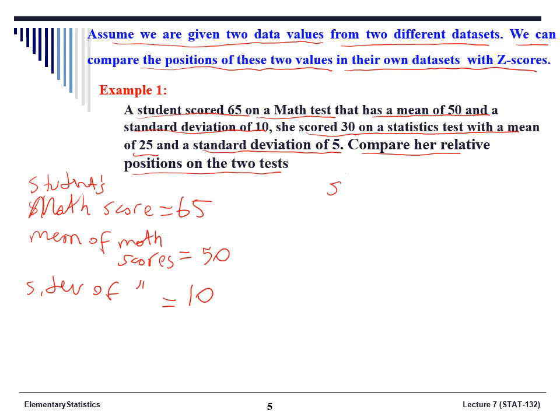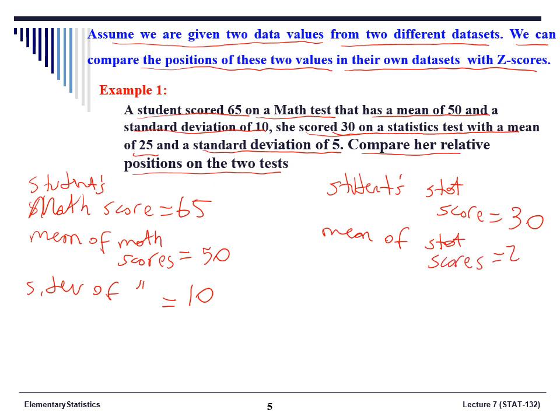And now for statistics, we have this information. The student's stat score is 30, the mean of the statistics scores is 25, and the standard deviation of the statistics scores is 5. So we have 2 data sets and 2 data values, and we want to see their positions in the data sets.